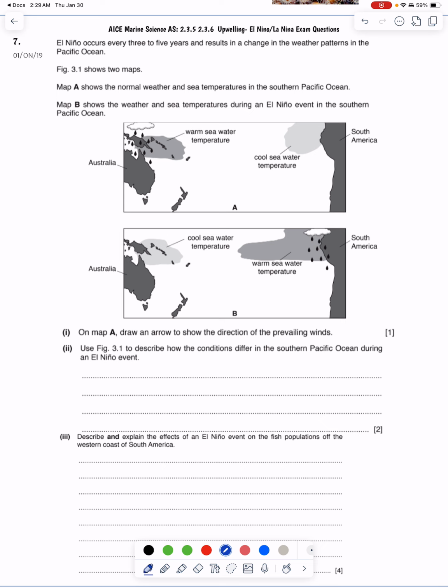Two maps are shown here. Okay. This will result in weather pattern changes. El Nino occurs every 3 to 5 years. There's weather pattern changes in the Pacific Ocean. So there's two maps, Map A and Map B. Map A shows normal weather and sea temperatures in the southern Pacific Ocean. And Map B shows what happens during an El Nino event. And similar to what you should have done on your notes, I'm looking at the normal first, so Map A.